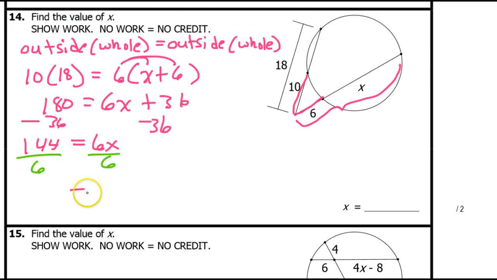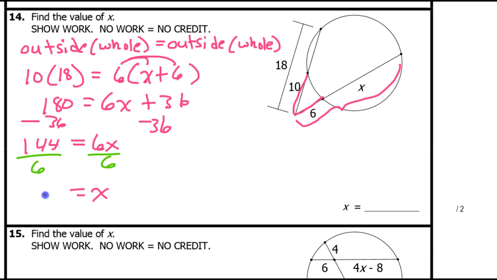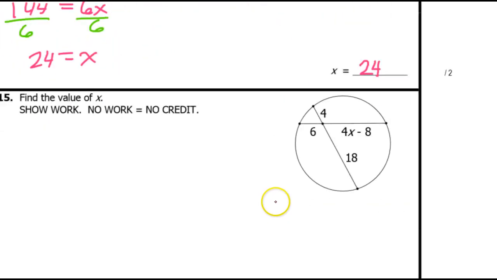I wonder if this goes in evenly. Divided by 6, 24. Look at that. Whoever wrote this test was very nice, and we're not getting any decimals. Helps us to feel secure. Anyway, x is 24. Okay, moving on.